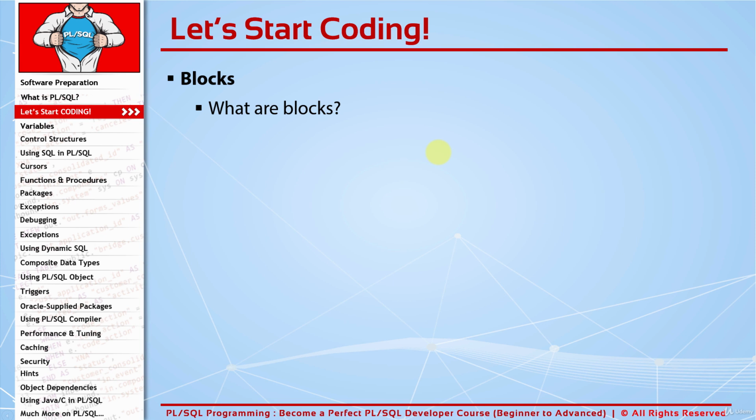Blocks are the executable code groups that are inside begin and end keywords. While we start coding, the first thing we need to know is everything will be between begin and end keywords. But there are two different keywords that we need to know, declare and exception sections. Let's explain them one by one.